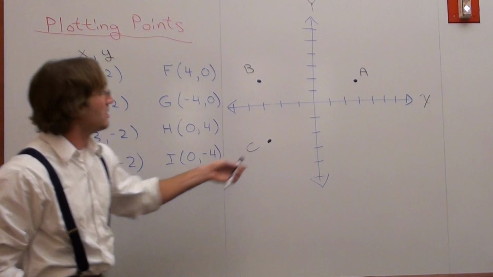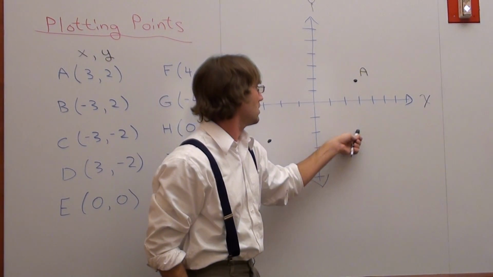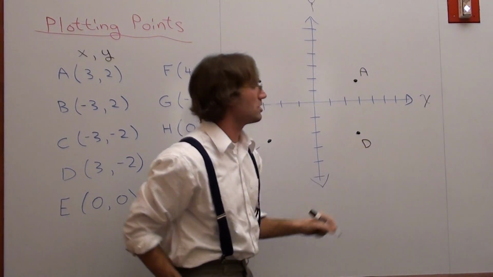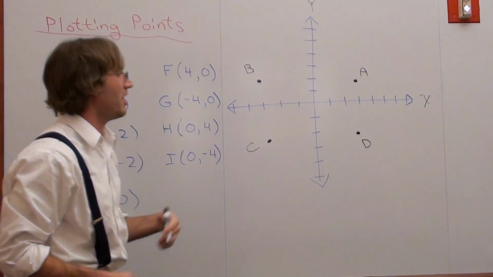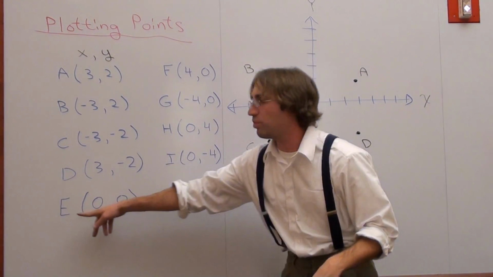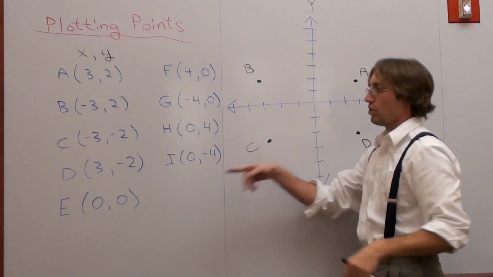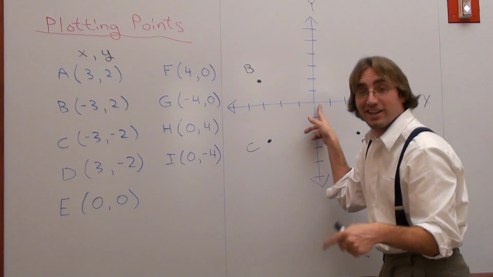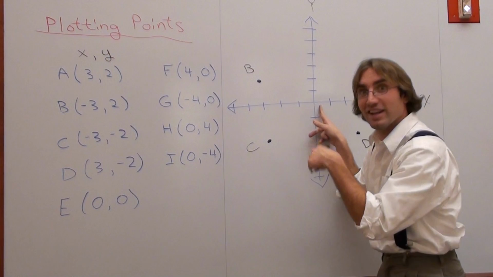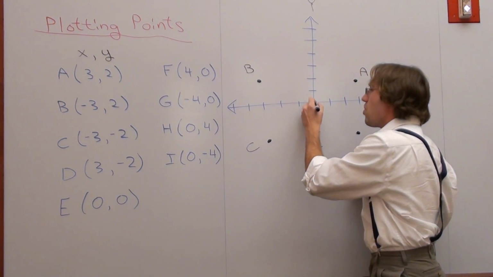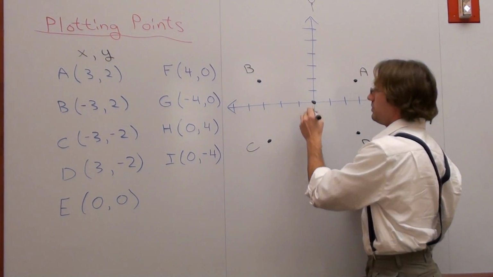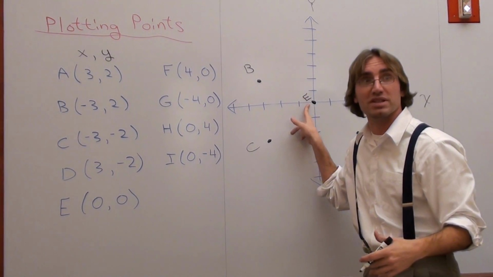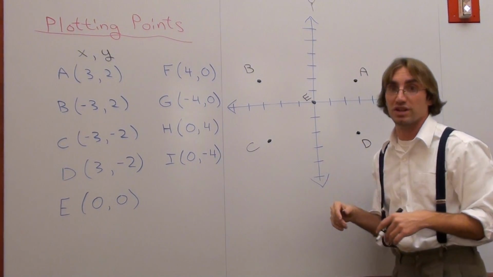D is located right there. And then, just for argument's sake, I put point E. We're going to start here, and we're going to go 0, 0. So, we're not traveling on the X, and we're not traveling on the Y. We're going to be right there. And that's point E. We're going to call that lazy Sunday, going nowhere for this particular spot. Something for you to think about.